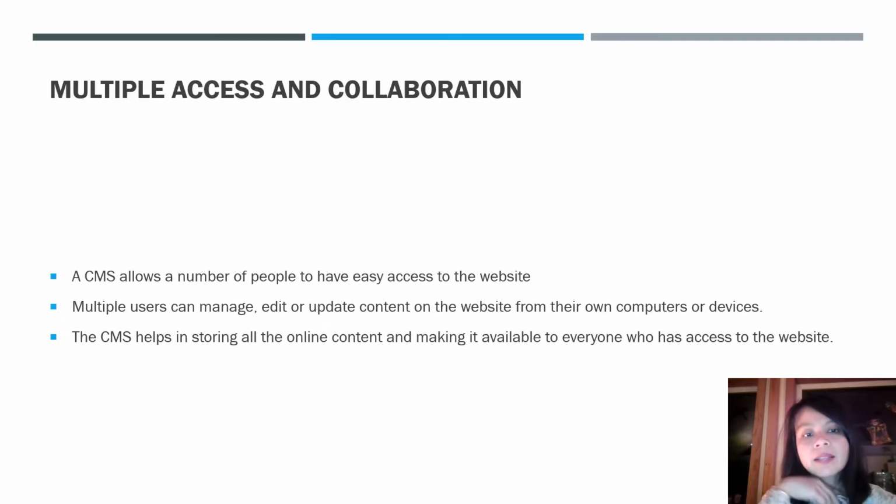Multiple access and collaboration, as I talked about before, allows a number of people to have very easy access to the website. This way, multiple users can manage, edit, and update content from the website from their own computers at home or their own devices, their own phones, very easily. The CMS helps in storing all the online content and making it available to everybody who has access to the website.